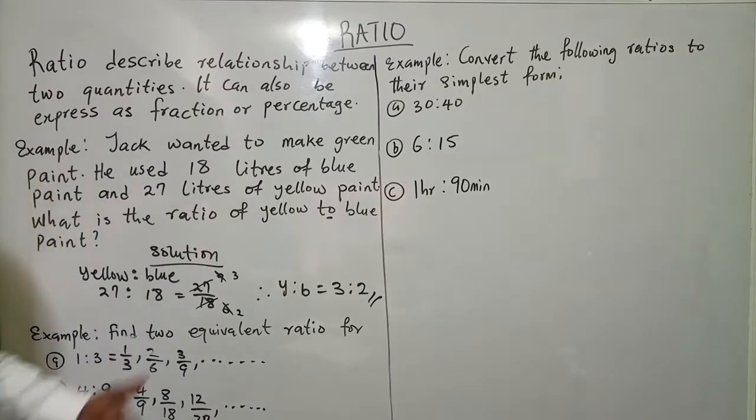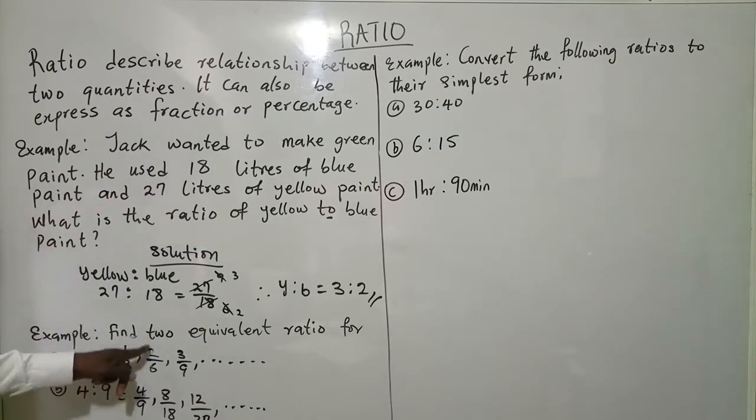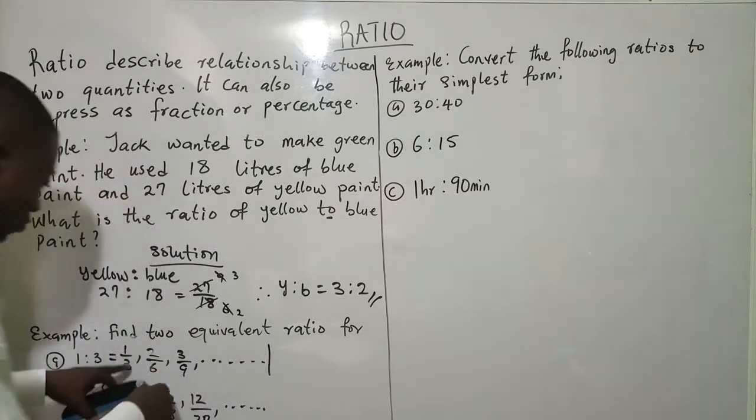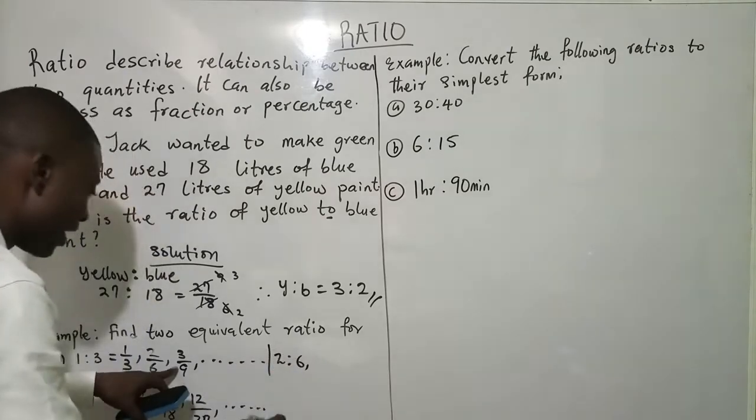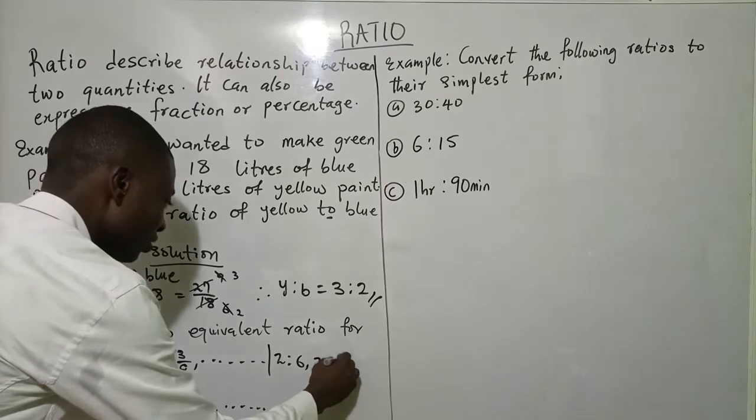So that is how we get equivalent ratios. If you want to get equivalent ratios, you write them like this. This is the same thing as saying 2/3. You can start to write this now as 2/6, and then the next one, 3/9.